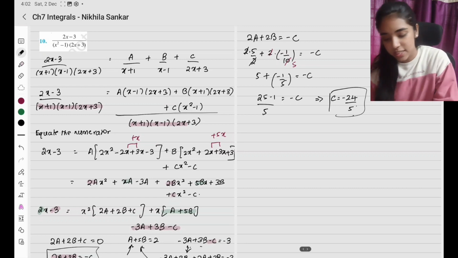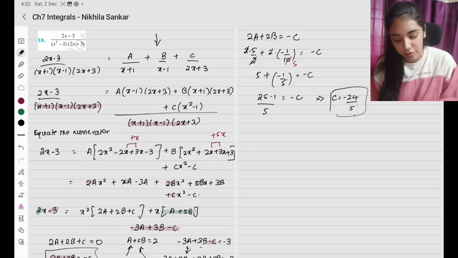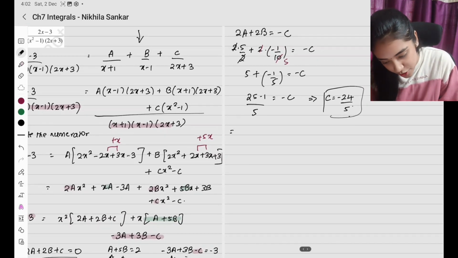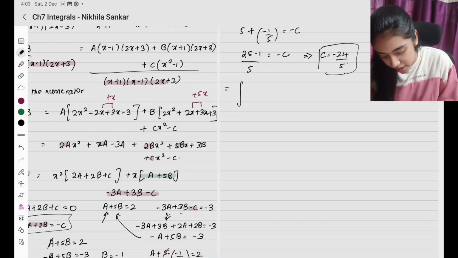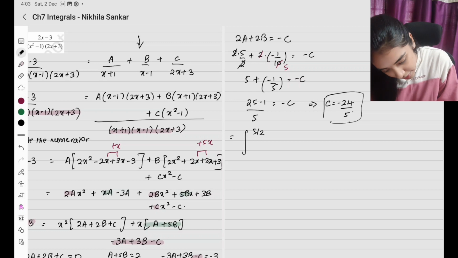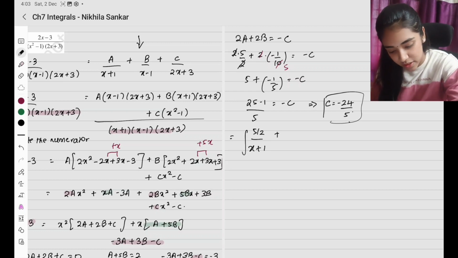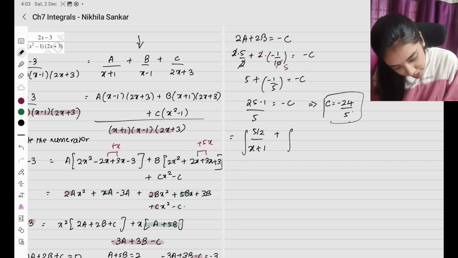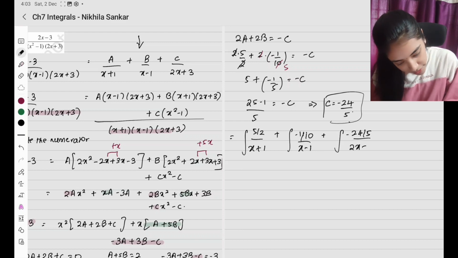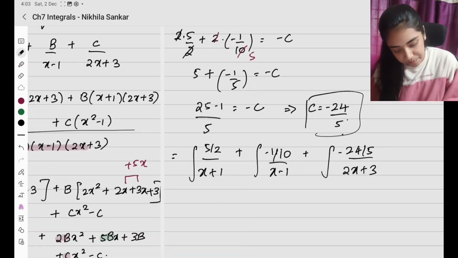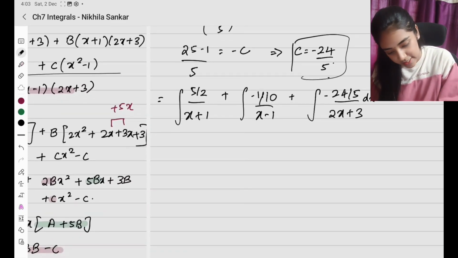Equationல substitute பண்ணலாமா? We have split the integral in such a form, partial fractions. So when I substitute, I have A divided by x plus 1. So A oda value என்ன? I got it to be 5 by 2. So I have 5 by 2 divided by x plus 1 plus B times, B என்ன வந்தது? Minus 1 by 10. So I have integral minus 1 by 10 divided by x minus 1 plus C, which is minus 24 divided by 5 divided by 2x plus 3, okay, times dx. Everywhere you have a dx.